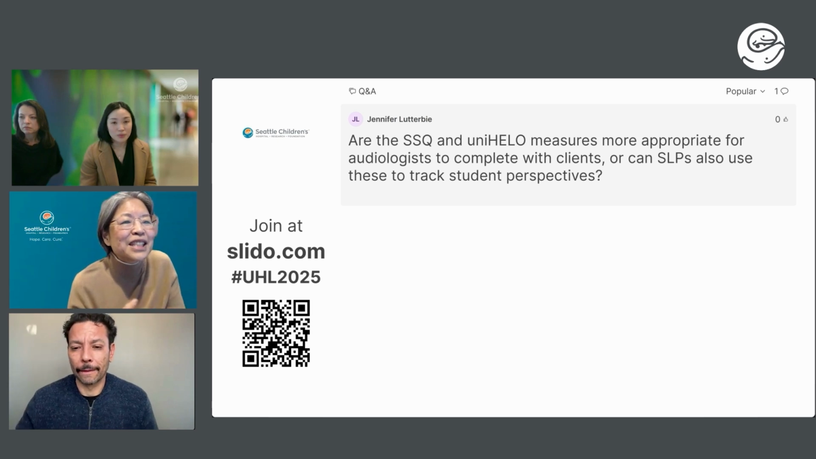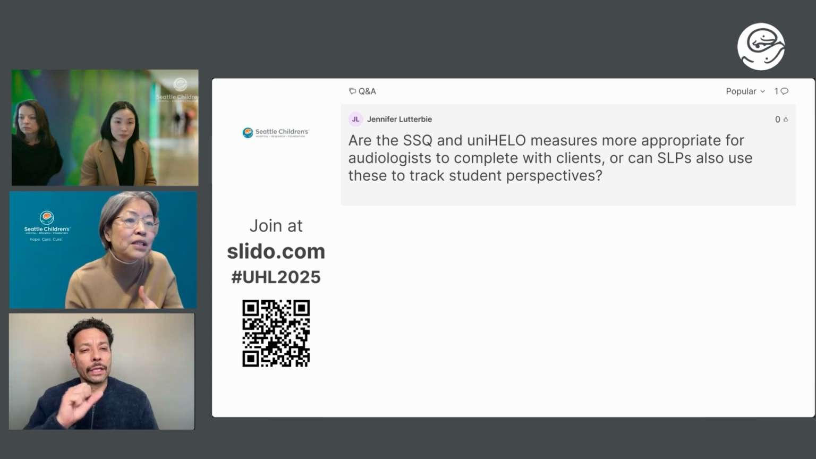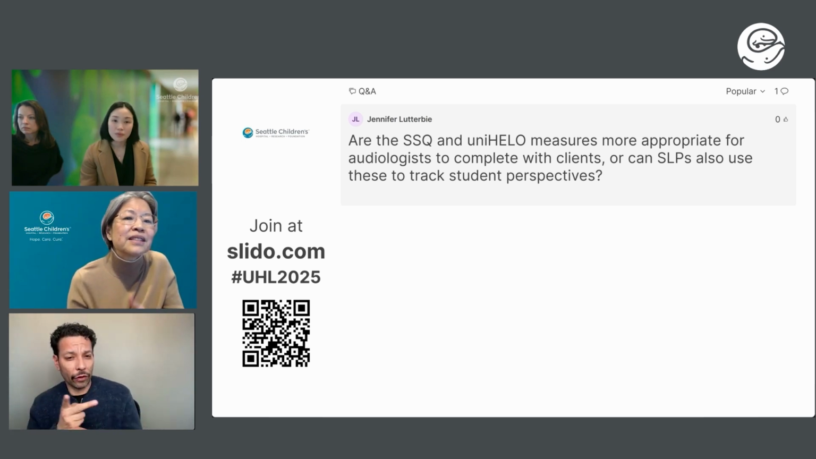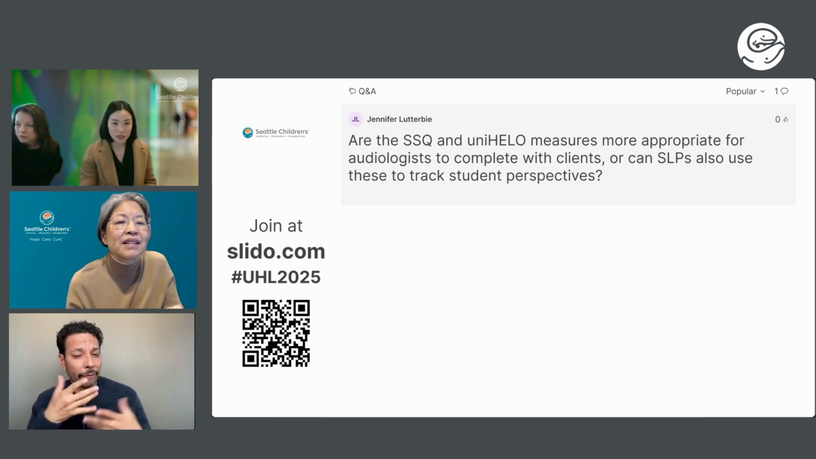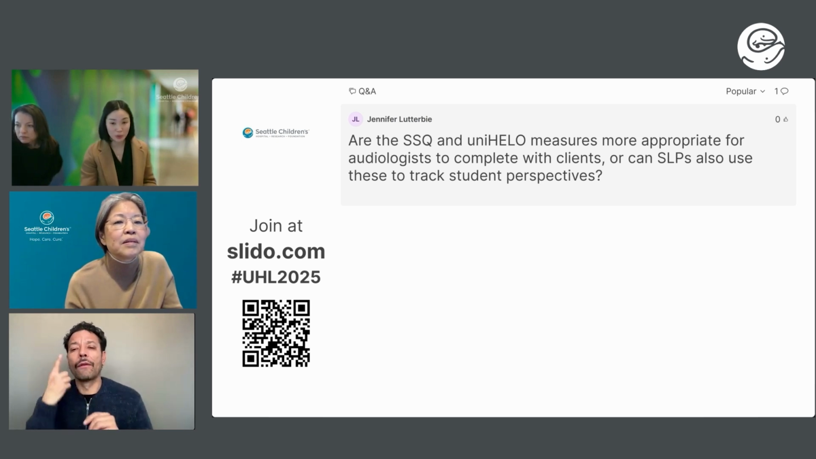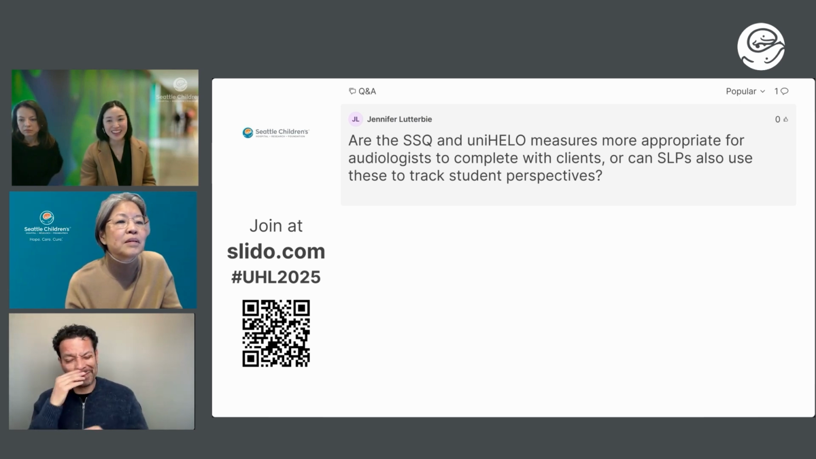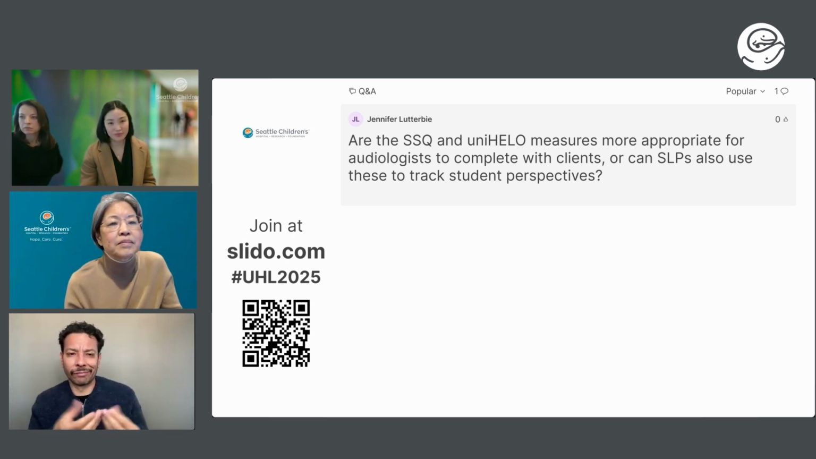The next question: are the SSQ and Unihilo measures more appropriate for audiologists to complete with clients, or can SLPs also use these to track student perspectives? Absolutely. SLPs can definitely use these as well. They were designed to inform hearing healthcare providers about gaps and accommodations, but I certainly don't see why it couldn't inform SLPs and school districts as well. It's pretty easily administered.